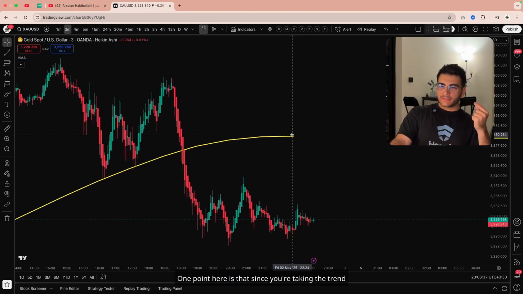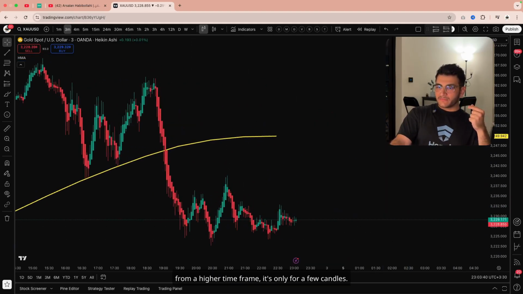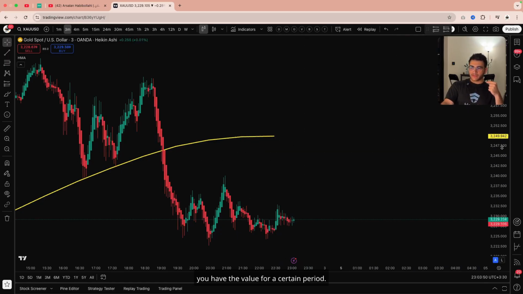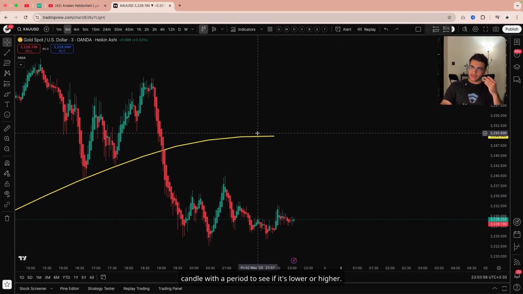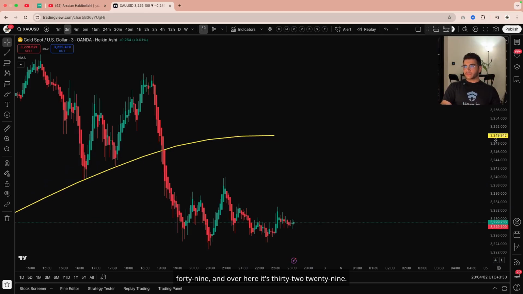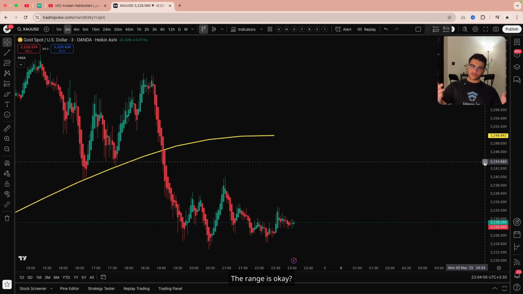One point here is that since you're taking the trend from a higher time frame, it's only for a few candles. This part is always empty for you until it fills up, but it writes the value for you on the side, meaning you have the value for a certain period. It shouldn't matter to you. It's empty here. We want to compare the candle with a period to see if it's lower or higher. Here it says, for example, now the period is 32.49, and over here it's 32.29. So it's smaller, right? The range is okay? And that's that.